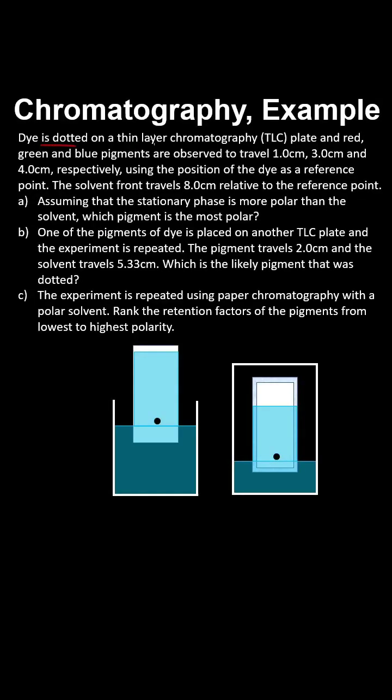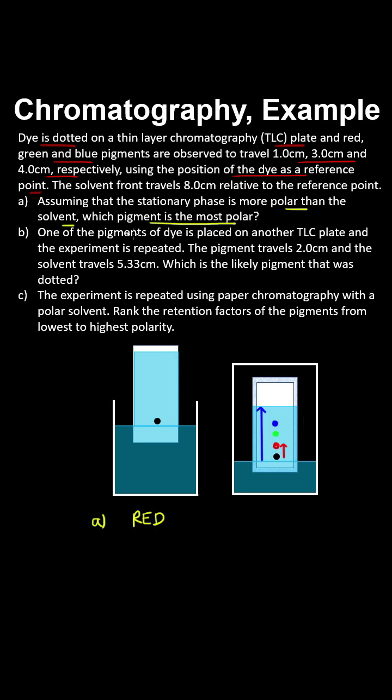Dye is dotted on a thin layer chromatography plate, and 3 pigments are observed to travel the following distances with respect to the position of the dye. And the solvent front travels 8 centimeters. Now assuming the stationary phase is more polar than a solvent, which pigment is the most polar? Well, the most polar pigment is the red pigment, because that travels the least distance because it's most attracted to the stationary phase.